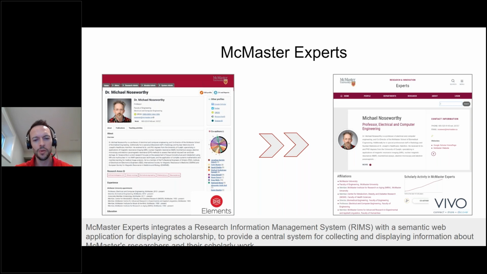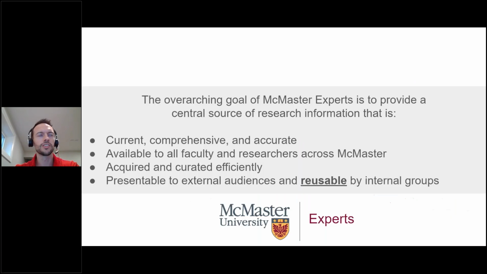about 2 years ago, we were able to secure ongoing funding for 2 full-time staff to support Experts as a production service. And so really what we're aiming to do with Experts is to provide a central source of research information. And our goals are to have it current, comprehensive, and accurate, available to all faculty and researchers across McMaster, allow it to be acquired and curated efficiently, and then present it to external audiences and make it reusable by internal groups. And I have a feeling that this is a common goal shared amongst many of you out there. And this is what we're trying to achieve at McMaster.